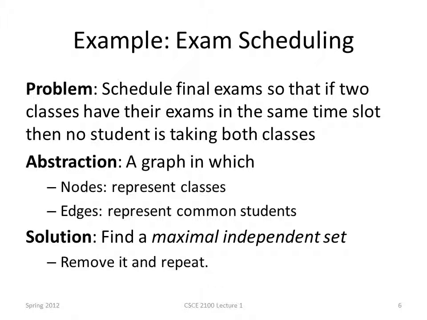So what we want to do here is find a maximal independent set. Now, an independent set in a graph is a bunch of vertices that don't have any edges. So an independent set then in our abstraction represents a set of classes that don't have common students. Therefore, we can schedule their exam at the same time. Remove that independent set and repeat. Yeah, I forgot the word maximal. Of course, each time we want the independent set that we remove and schedule to be as big as we can. Maximal means we can't add any more nodes to it without violating the independent set property.